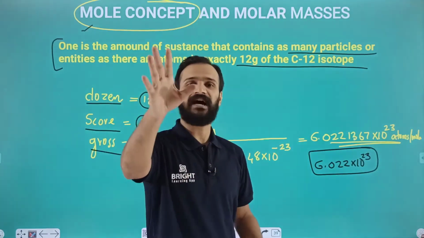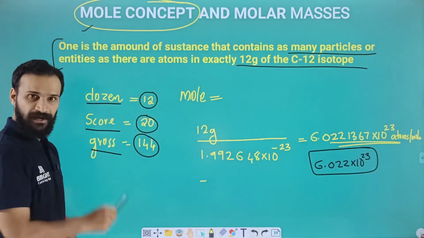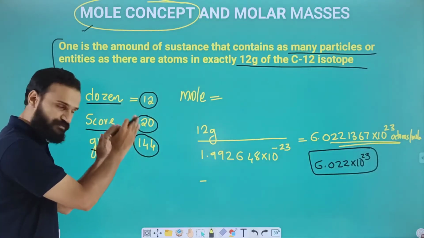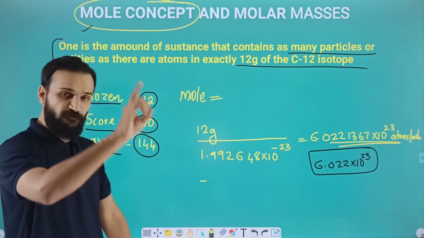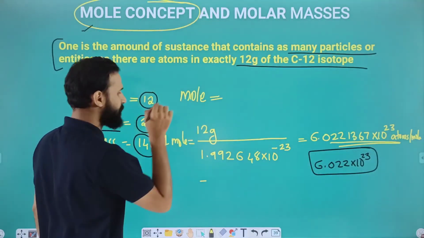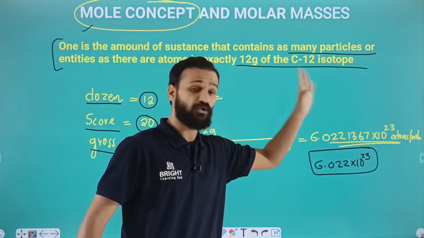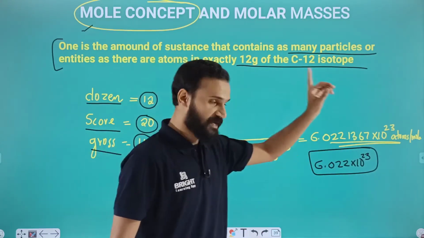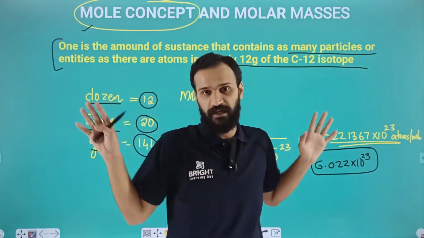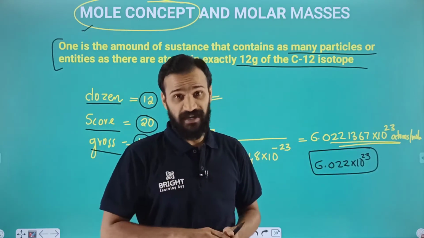We can clearly say that, like a dozen represents 12 numbers, a score represents 20 numbers, a gross represents 144 numbers, 1 mole represents 6.022 into 10 raised to 23 particles. That may be atoms, molecules, formula units, anything like that. Is it clear? A very important idea and a very basic idea also.